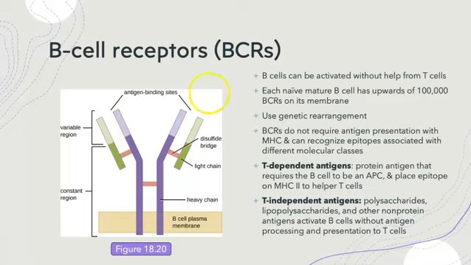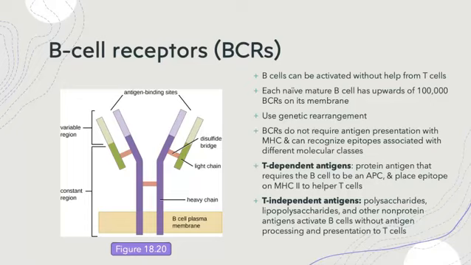And just like T cells, we've used genetic rearrangement in order to create this. Now again, what's unique about these B cells is we don't need antigen presenting cells. They can recognize the epitopes associated with different molecular classes that they have, and they can interact with those epitopes on free antigens or with epitopes that are displayed on a surface of a pathogen.